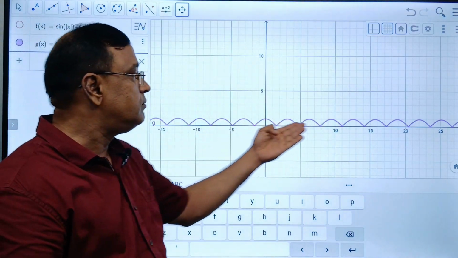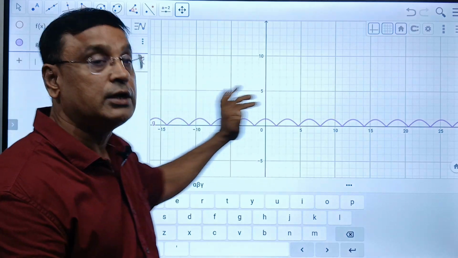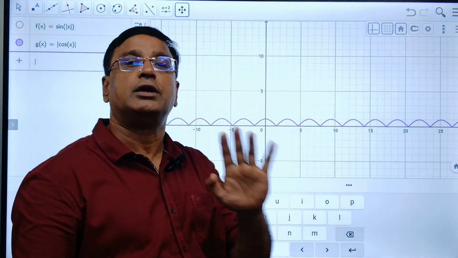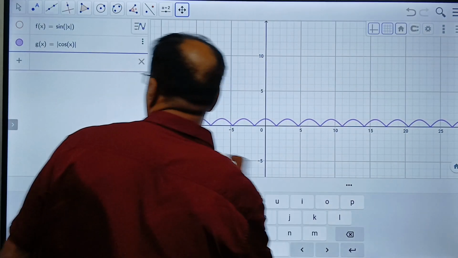But it has a lot of points where it is not differentiable. But it is perfectly continuous. Modulus of cos x, there is no break in the curve, so it is perfectly continuous. So mod cos x is continuous. Sine of mod x is continuous. Okay. Now let's go back to the last problem.